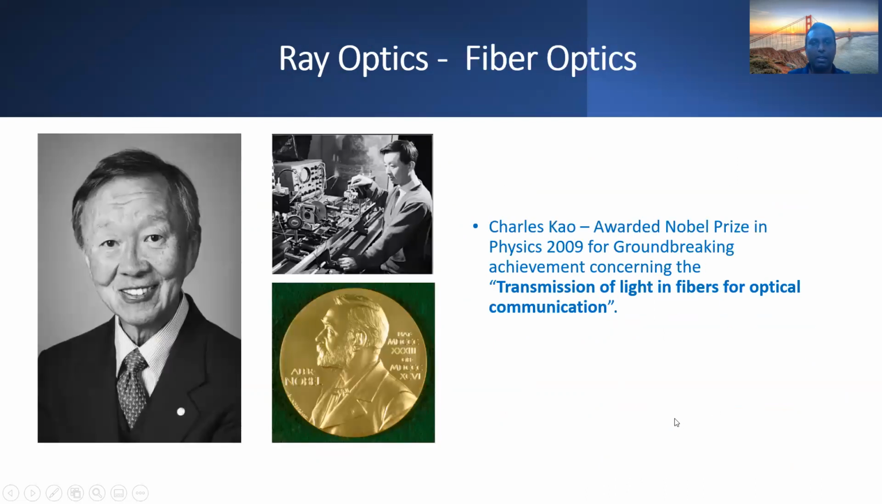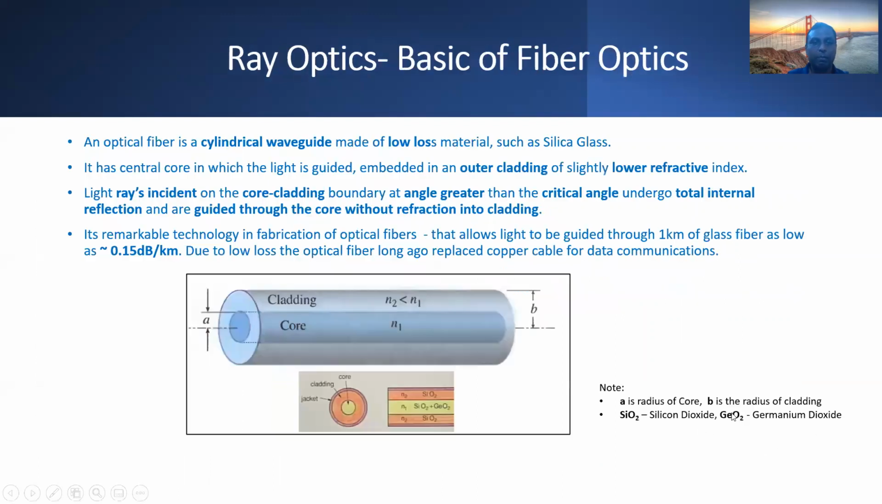Next one is fiber optics. Let's look at the inventor, Charles Kao, who was awarded the Nobel Prize in Physics in 2009 for groundbreaking achievements concerning the transmission of light in fiber for optical communication. Right, the basics of fiber optics.